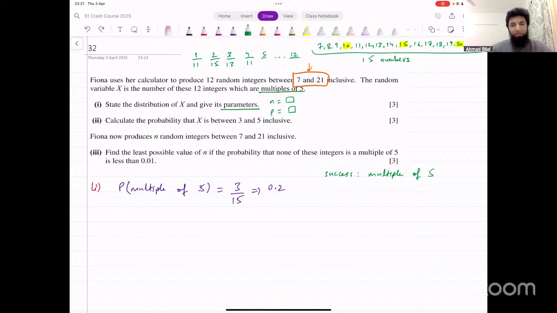You generate one integer, then another integer, then another integer. You can have repetitions as well. It is possible that all of them turn out to be 10s or all of them turn out to be 15s. That's also possible. Every time we can get a different number, and we are generating this number 12 times. Does that make sense?